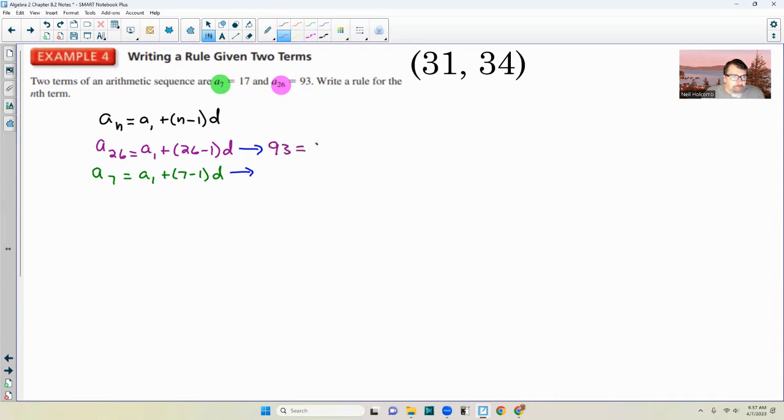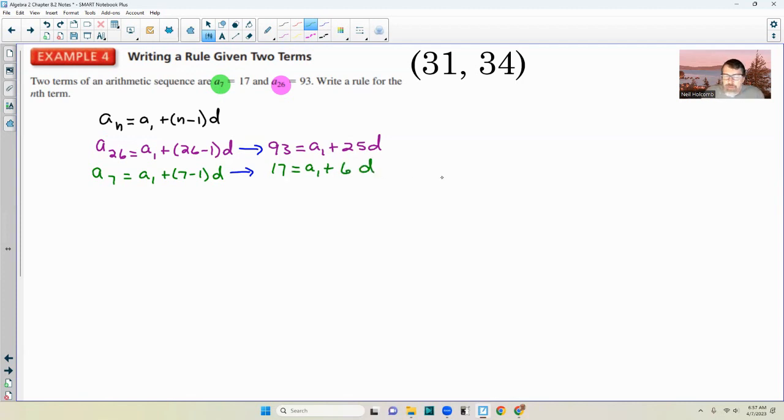And that's going to be a sub 1 plus, and now we're going to simplify this. 26 minus 1 is 25 times d. So I get 93 equals a sub 1 plus 25d. I'm going to do the same here. A sub 7 is 17. So I put a 17 where a sub 7 was. I don't know a sub 1 yet. Plus 7 minus 1 is 6d.